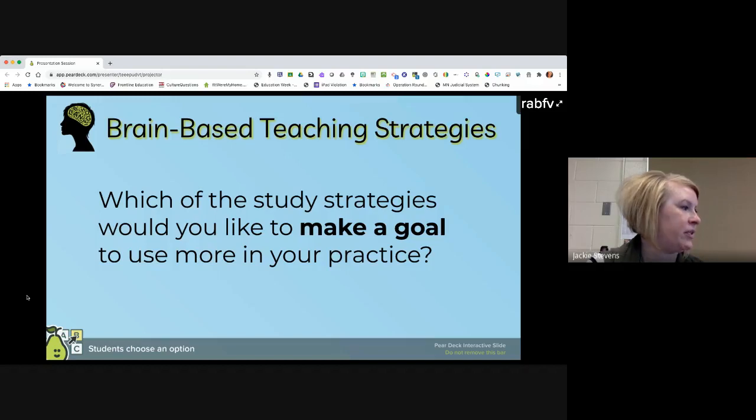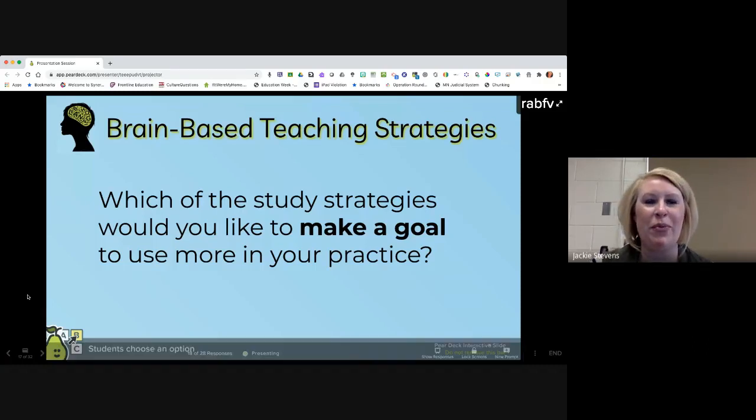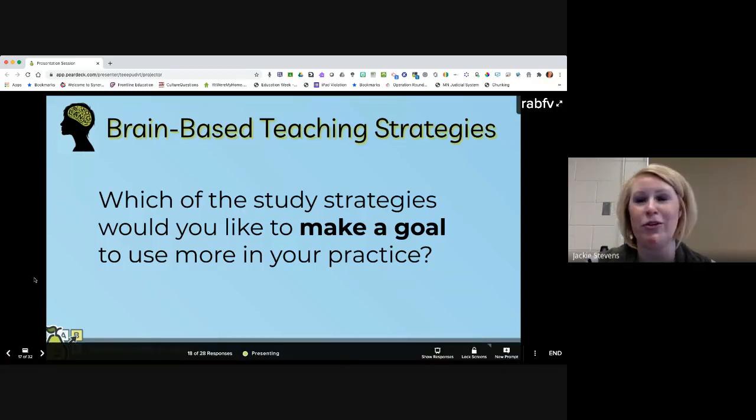Give another couple of seconds. Almost a tie. One more person said spaced practice than interleaving, but both of those, which makes sense. Like, we know retrieval practice is a little bit easier to incorporate into our practice, so we maybe are already doing it more, whereas spaced practice and interleaving is not quite as easy, so that would make a good goal to have. All right.